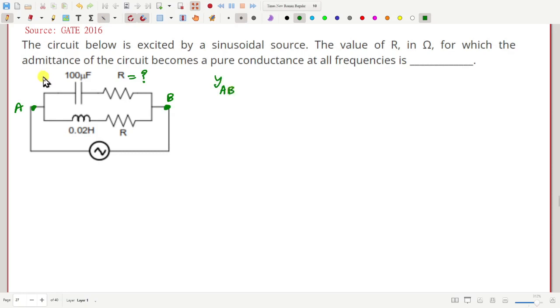If I call this capacitor impedance just XC, and this XL, then how much is YAB? Sir, what is the omega, sir? Omega, it is said this overall should be a pure real number at all frequencies. That means at all omega. Okay, right. Sorry, sir. Got it.